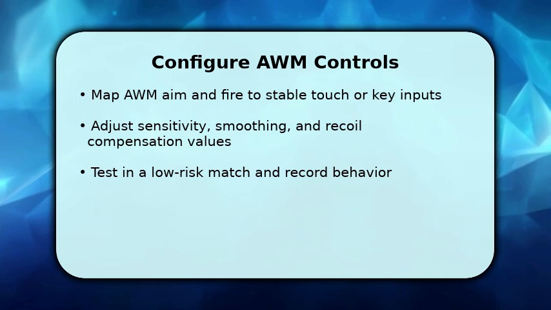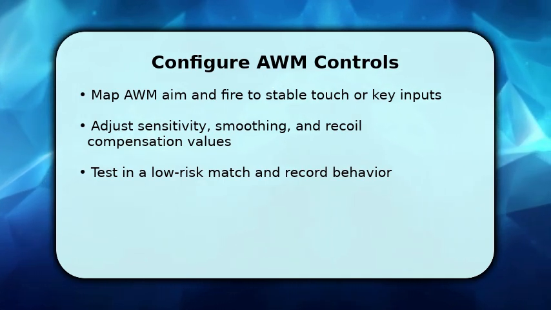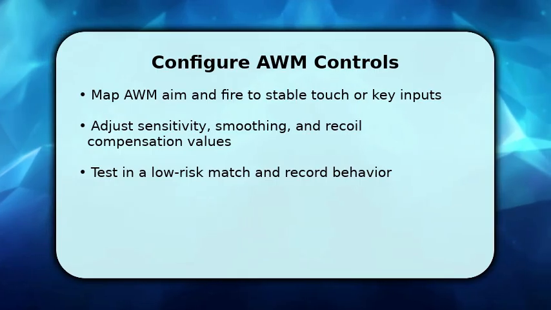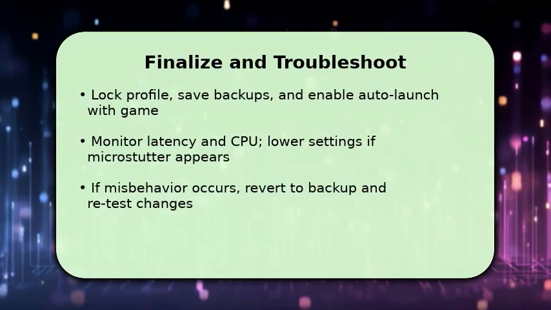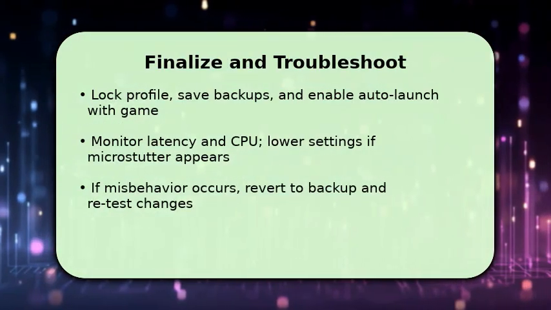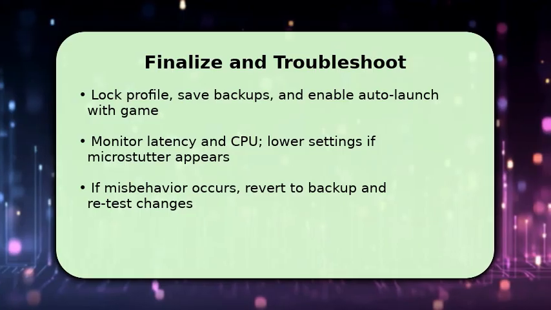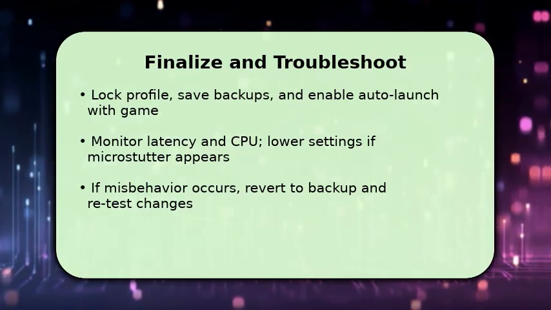Finally, test these settings in a non-ranked match to observe actual spread and vertical drift. Then iterate based on what you record. You finish by locking the profile, saving backups, and enabling auto-launch so GG GameSpace applies AWM automatically.